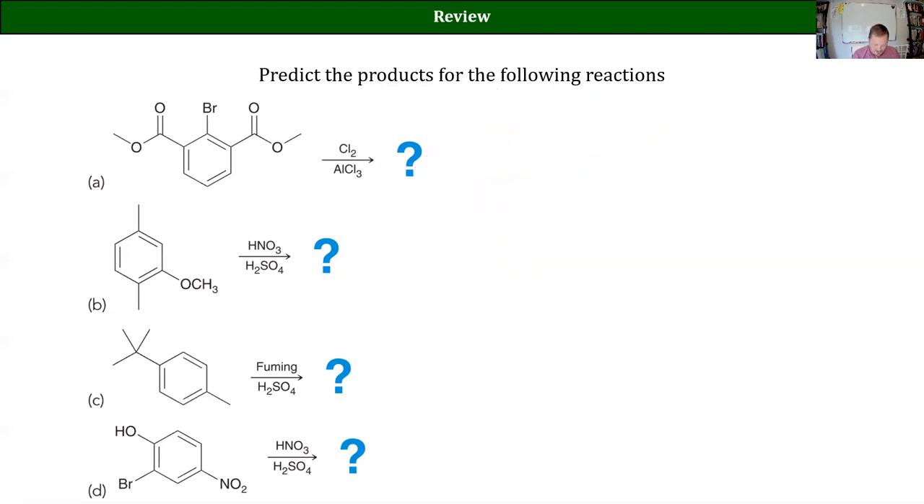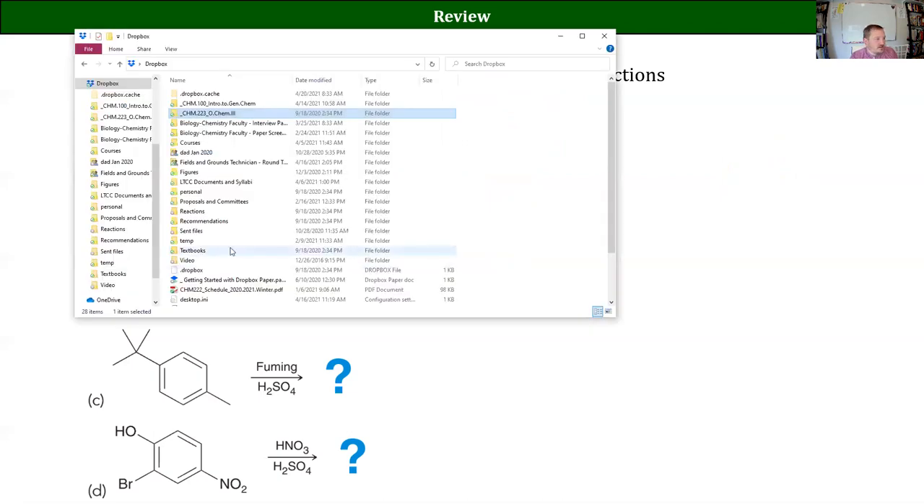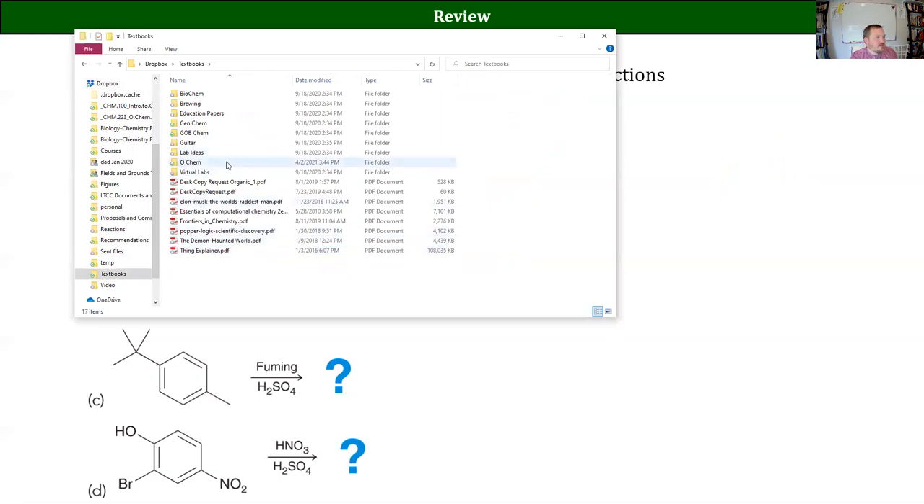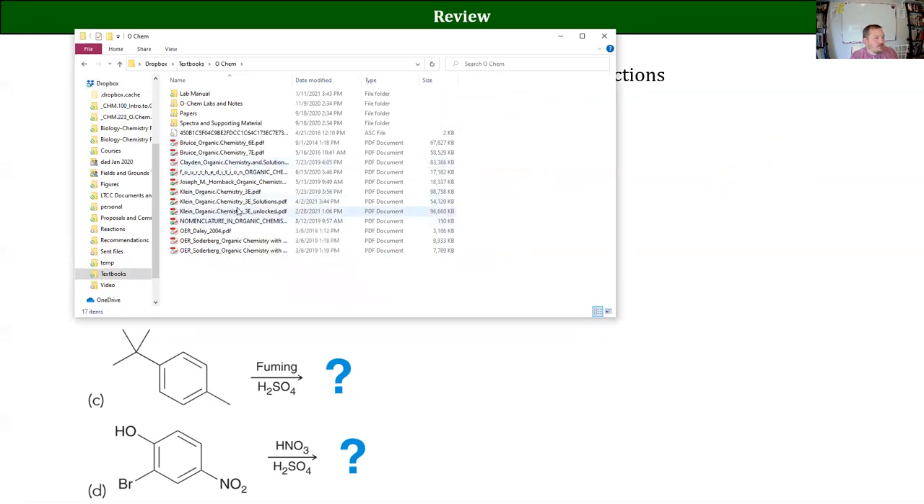Our second reaction here, we have two methyl groups, which are both ortho para directors, but they're weakly activating. And then we have our methoxy group, which is more strongly activating. And if you're unsure whether something is weakly activating or strongly activating, remember you've got that cheat sheet that I'm pulling up right now.